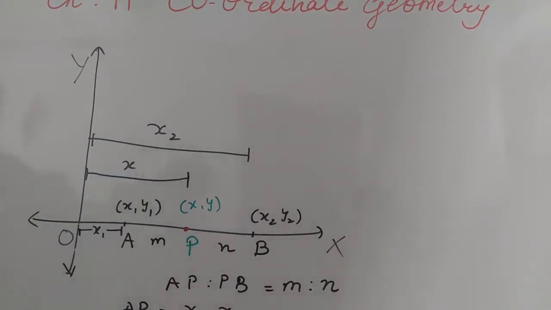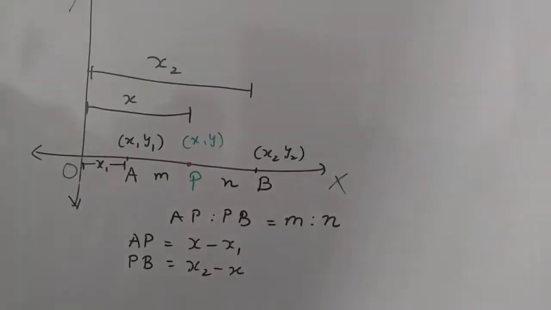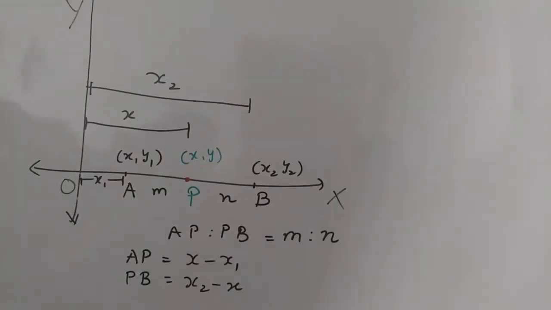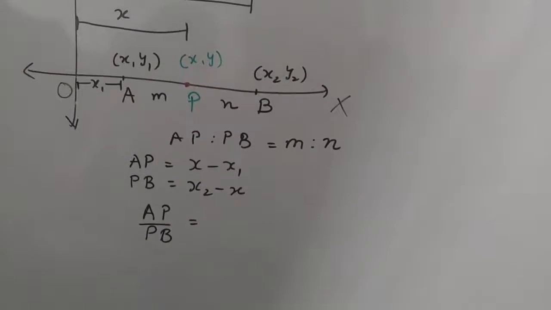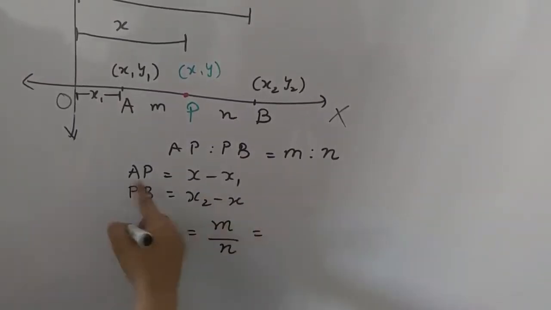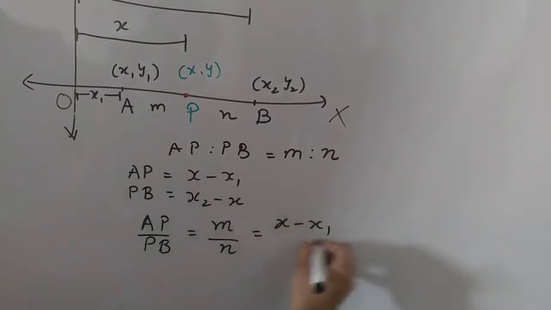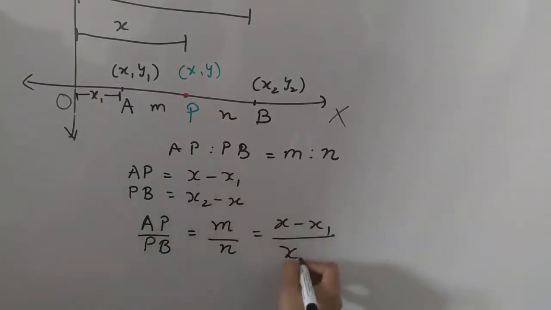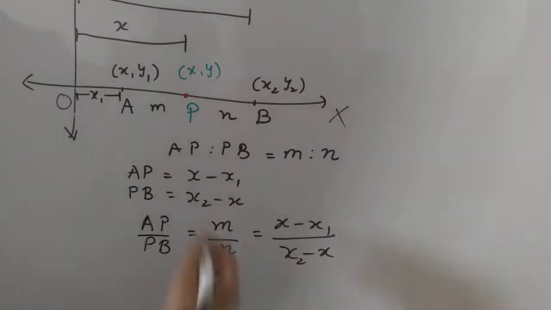So this way I get two distances, AP and PB, and we have also taken the ratio AP to PB as m to n. So we can now write AP upon PB is equal to m upon n. Now I can show you how we get the formula. The ratio is m to n, and according to the distances it is x minus x1 upon x2 minus x. Now what do we want? We actually want the x value here, the x coordinate.